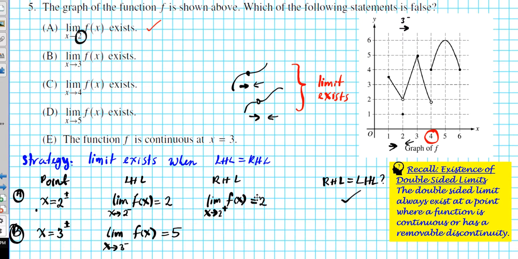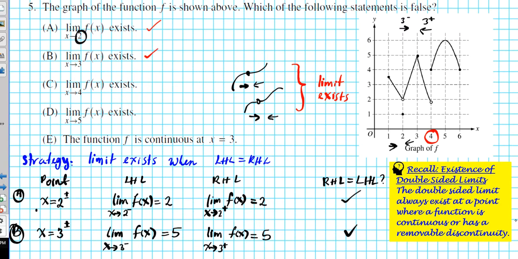Now let's take a look at the right-handed limit. Limit as x approaches 3 from the right of the function. So we're approaching the same points because we have a continuous function from the right. What is the y coordinate of that point? And it's 5. Are the right and left hand limits equal? Yes. What does that mean? The limit exists and is equal to 5.